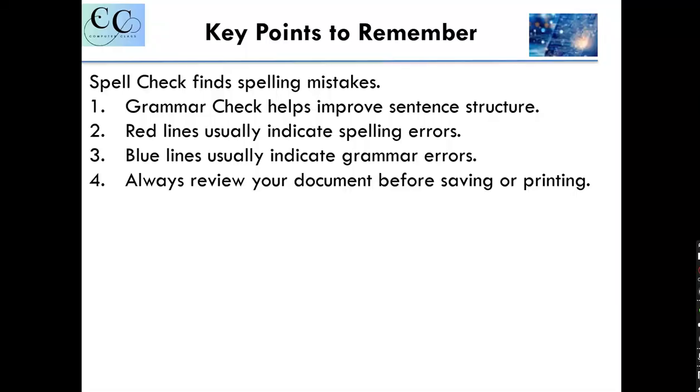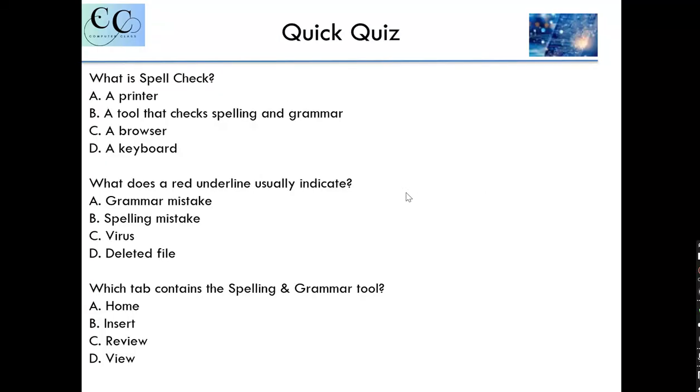Key points to remember. Spell checker finds spelling mistakes. Grammar check helps improve sentence structure. The red lines usually indicate spelling errors, and the blue lines usually indicate grammatical errors. Always review your document before saving or before printing.